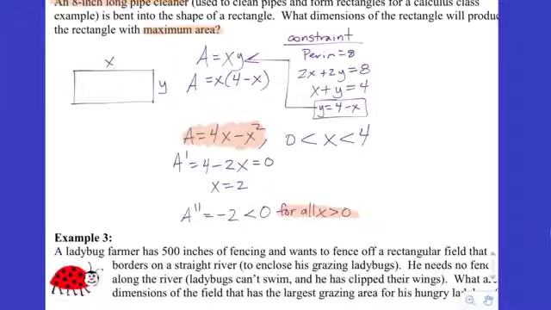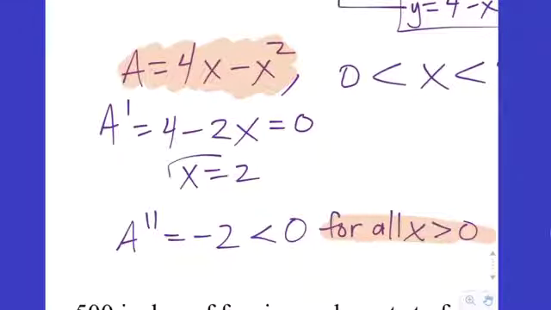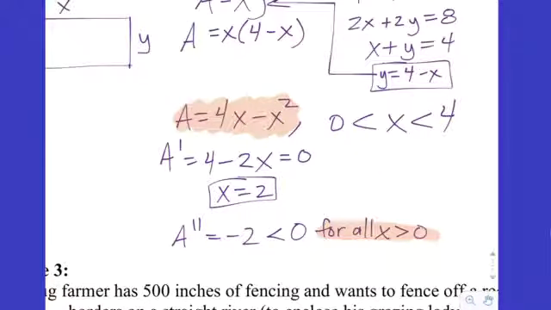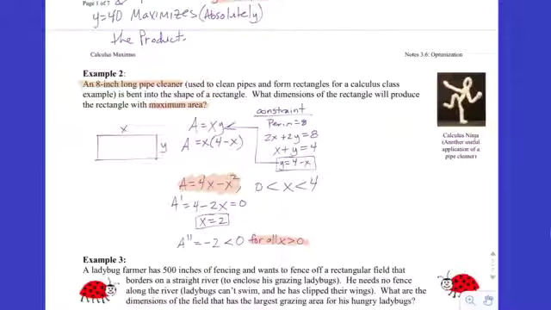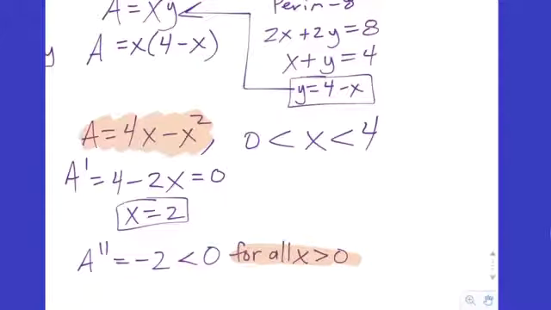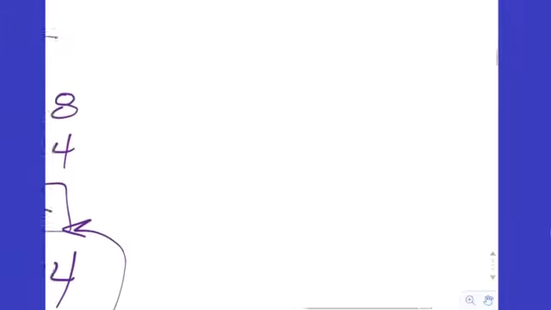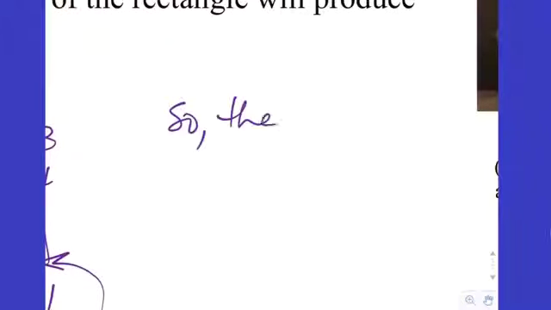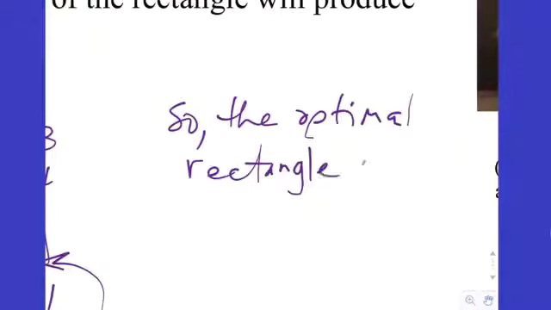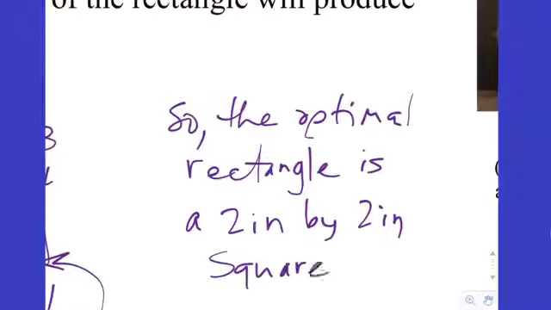Okay, the point being we have our optimal value. It's x equals 2. So the last thing we do is we answer the question. Did it want both side lengths or did it want the area? I don't know. What does it say? What dimensions? Okay, so x is 2, and I just need to find y. How do we find y? Plug it back in there. 4 minus 2 is 2. Hey, those are the same. So the optimal rectangle is a 2-inch by 2-inch square, as it turned out.